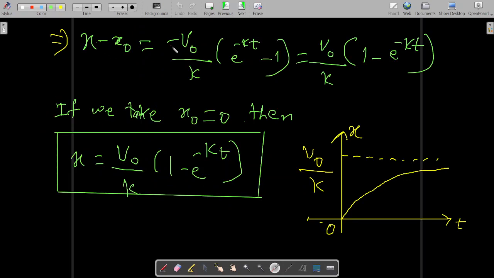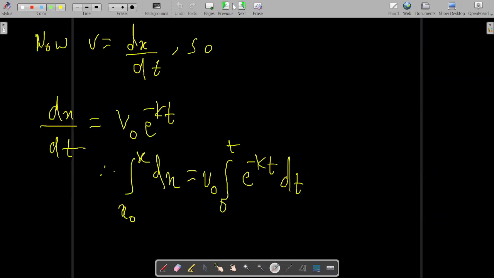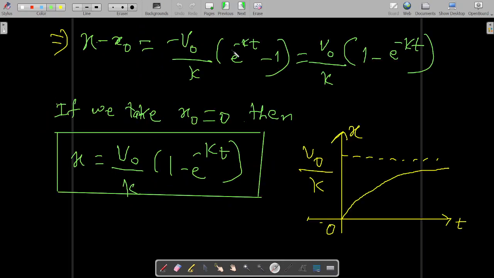So what will you get now? x minus x naught equal to minus v naught by k times e to the power minus kt minus 1. This is the expression which you will get. These are just mathematical manipulations, you can integrate it. How will you integrate it? You know the integration of e to the power very well, so you basically apply that. If we take x naught equal to 0, then what will happen?